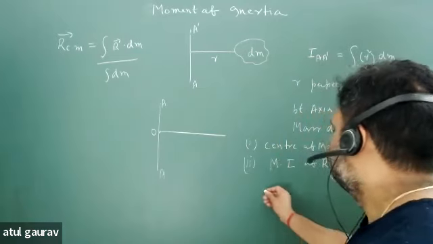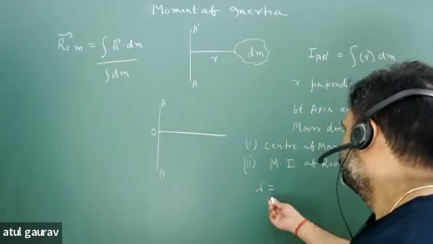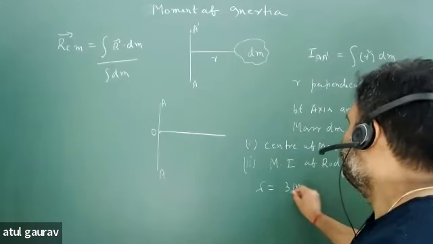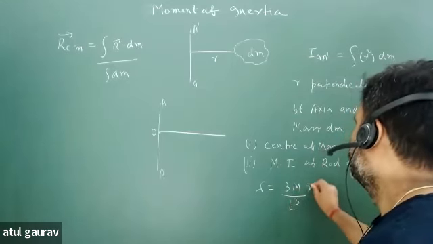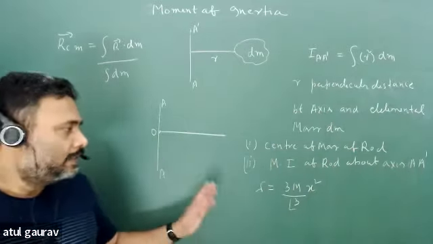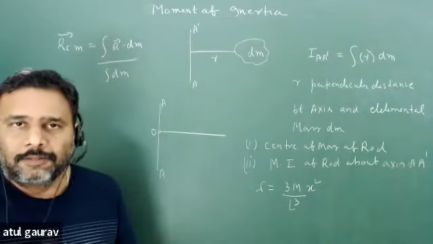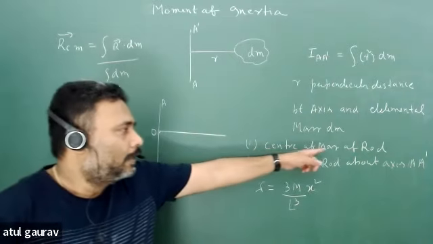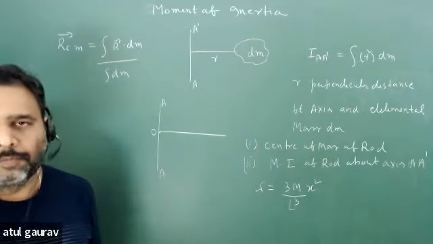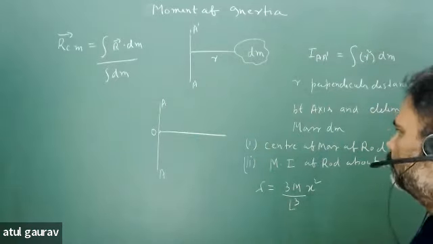It is also given that the mass density is not constant. The mass density is basically 3m upon L cube x square. This is our mass density. So mass density is nothing but the mass per unit length. So this is the linear mass density given. Now we have to calculate the center of mass of the rod, and then we also have to calculate the moment of inertia of the rod about this particular point. So let's try to calculate the center of mass first.